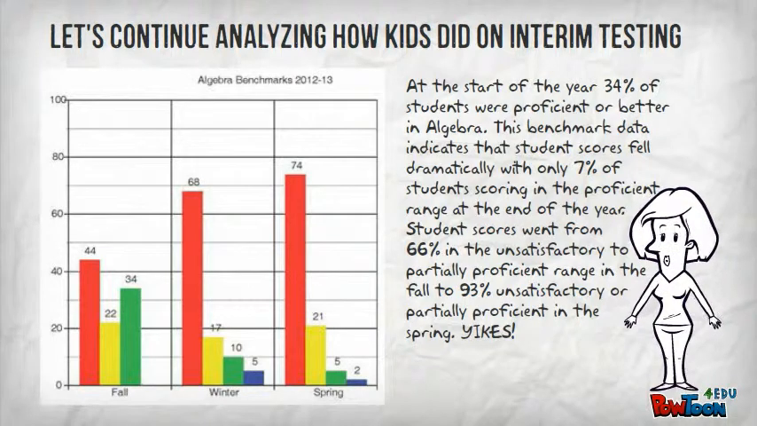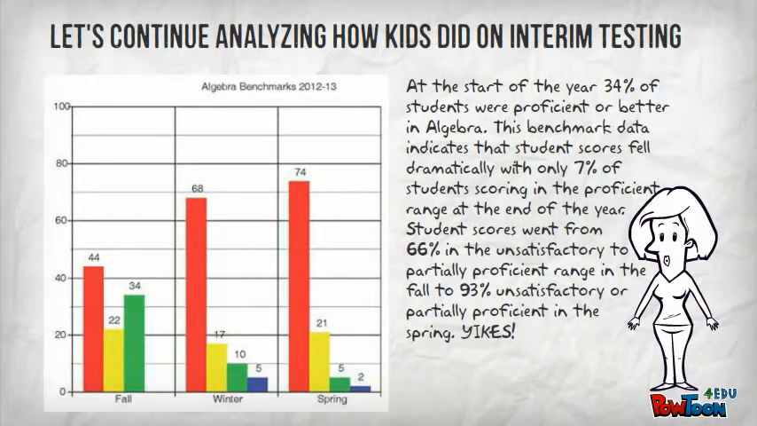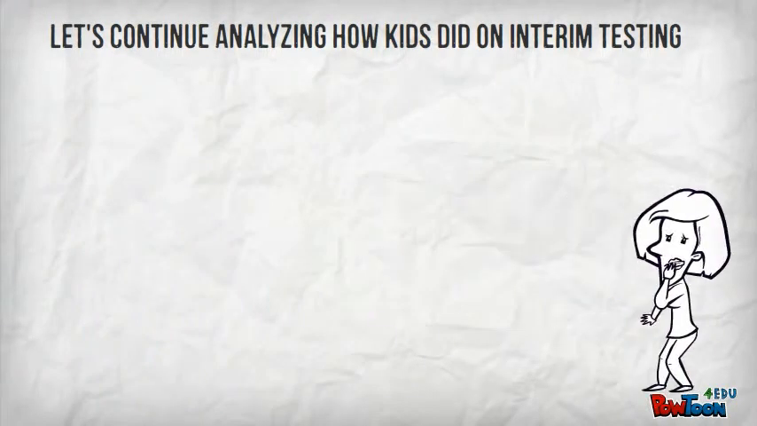The current area of concern, though, is in math. At the start of the school year, 34% of students were proficient or better in algebra. This benchmark data indicates that student scores fell dramatically, with only 7% of students scoring in the proficient range at the end of the school year. Student scores went from 66% in the unsatisfactory to partially proficient range in the fall to a whopping 93% unsatisfactory or partially proficient in the spring.